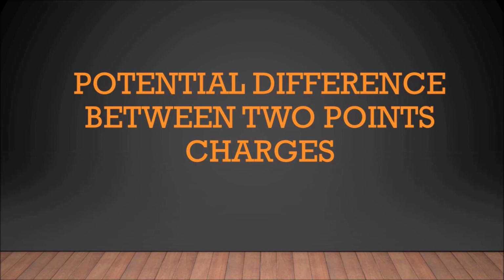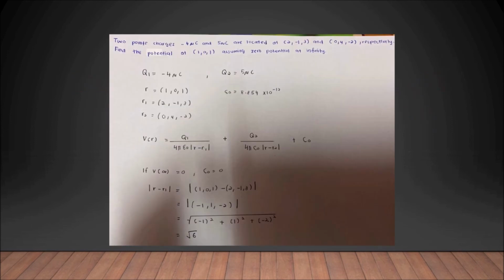In this video, I will explain the example of potential difference between 2 point charges. 2 point charges, -4 microcoulomb and 5 microcoulomb, are located at (2, -1, 3) and (0, 4, -2) respectively. Find the potential at (1, 0, 1), assuming 0 potential at infinity. Charge 1 is equal to -4 microcoulomb and charge 2 is equal to 5 microcoulomb. The point R is equal to (1, 0, 1). The point R1 is equal to (2, -1, 3) and the point R2 is equal to (0, 4, -2). The value of epsilon naught is 8.854 times 10 to the power of -12.